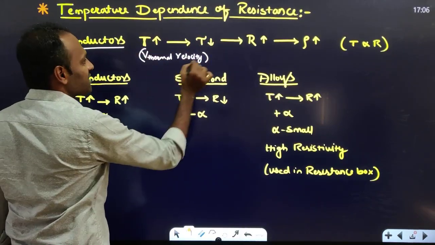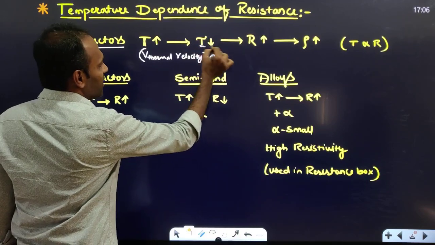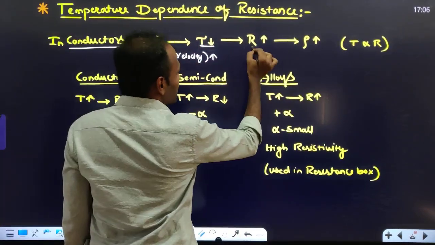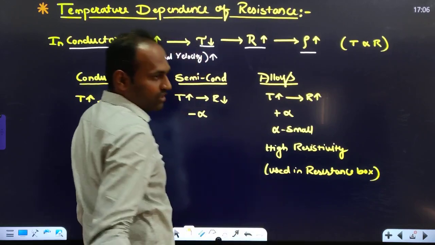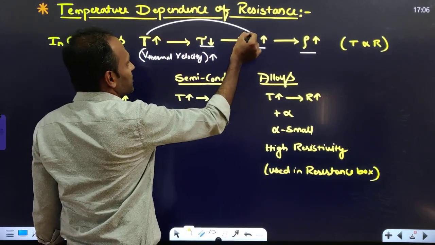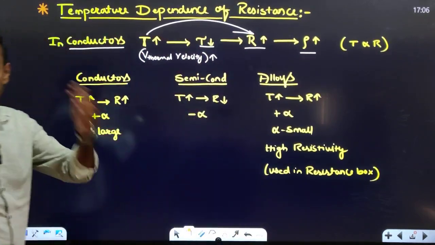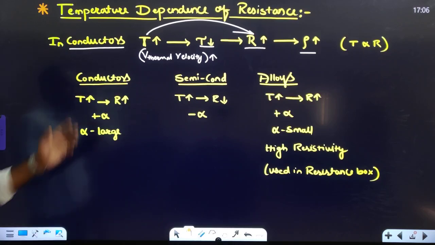So when temperature increases, thermal velocity increases, relaxation time decreases, resistance increases, resistivity increases. So indirectly by increasing temperature, resistance increases. Collisions also increase. This is what happens when the temperature of a conductor is increased.